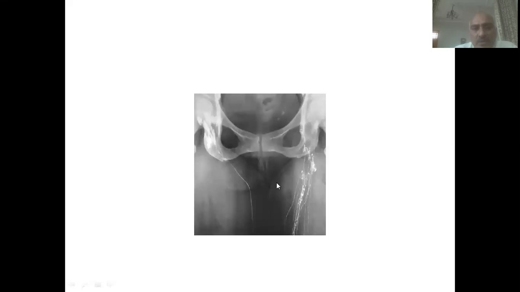Now this is a lymphangiogram. You can compare both sides. On the left side there are beautiful channels, many channels of lymphatics, but on the right side there is only one channel. So we can say it's a hypoplastic type, and it may be congenital.